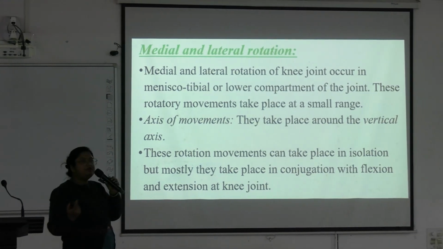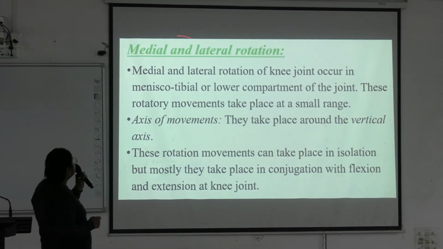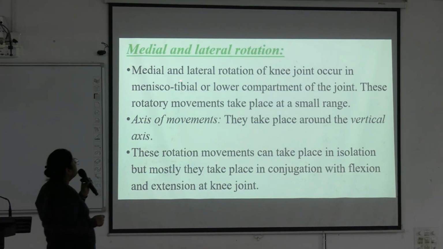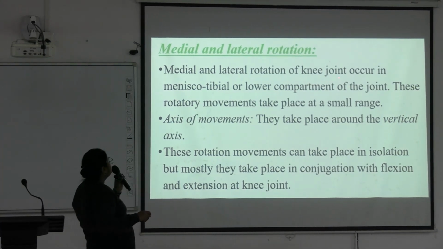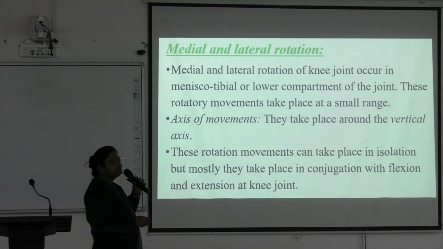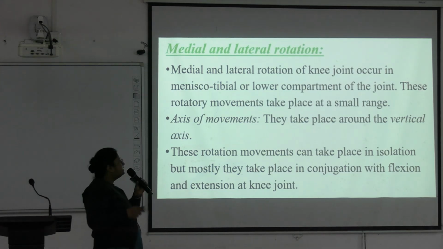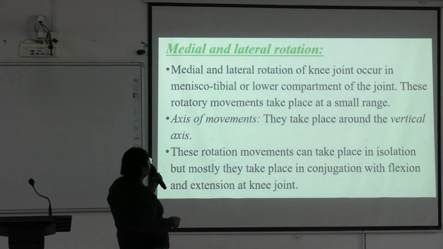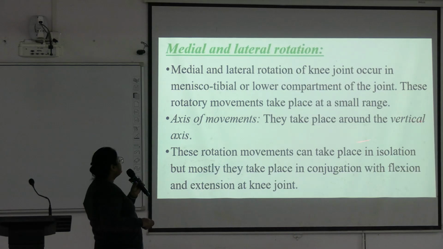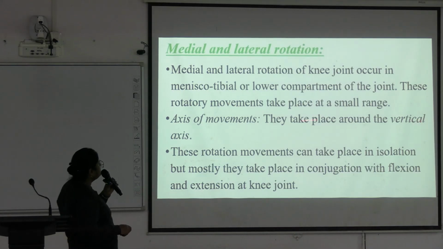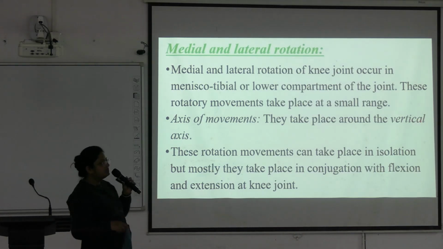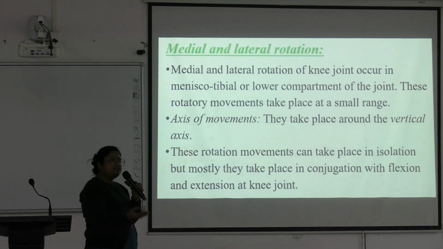Next, the other two movements occurring in the knee joint are medial and lateral rotation. Medial and lateral rotation of the knee joint occur in the meniscotibial or lower compartment of the joint, in between the menisci and the tibia. These rotatory movements take place over a small range. They take place around the vertical axis.